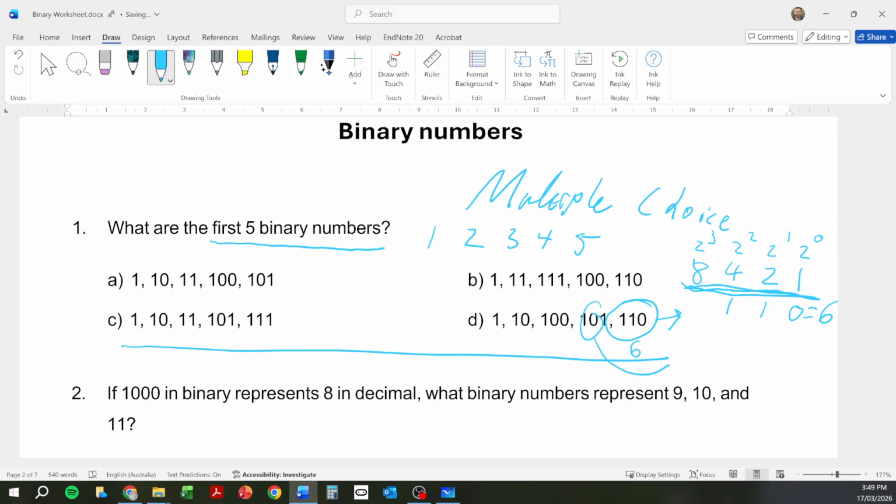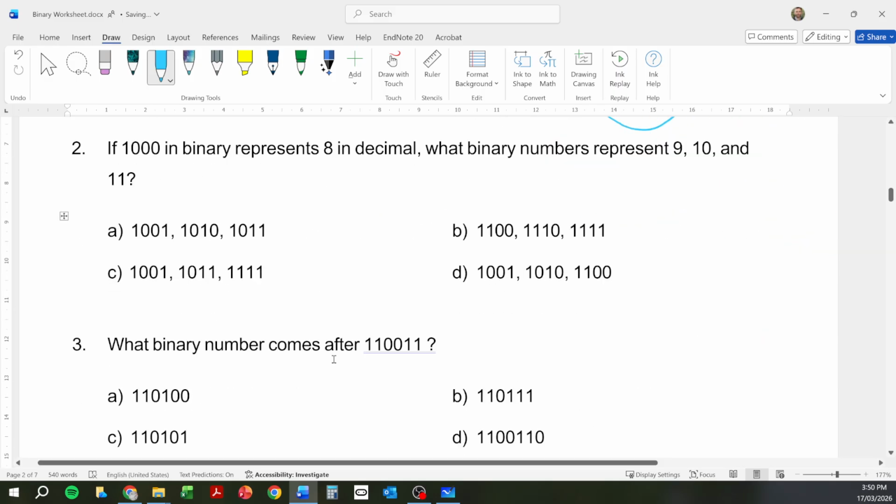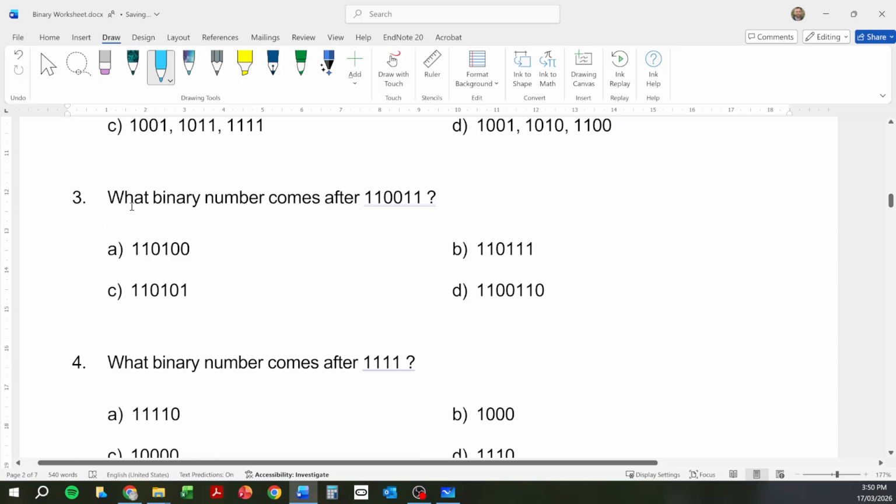Let's try this one. 1, 0, 1. 4 plus 1 equals 5. So that number there is a 5. And you keep going until you find A, B, C, or D that equals 1, 2, 3, 4, 5. The next one, these are all multiple choice, by the way. I might just show you this one because it's a bit longer.